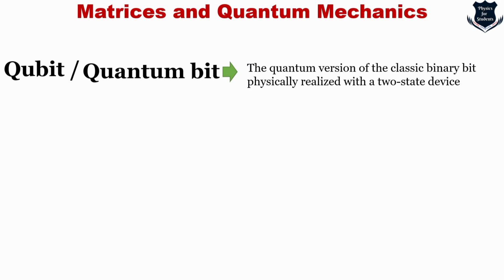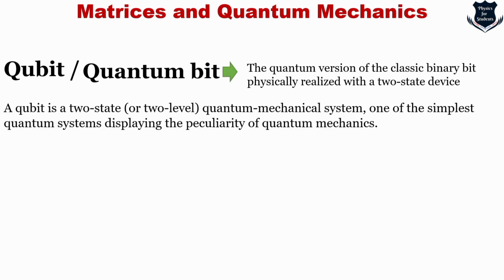So a qubit is a two-state, or two-level, quantum mechanical system, one of the simplest quantum systems displaying the peculiarity of quantum mechanics. Now, why it is peculiar, we will come to know. Let us take an example.